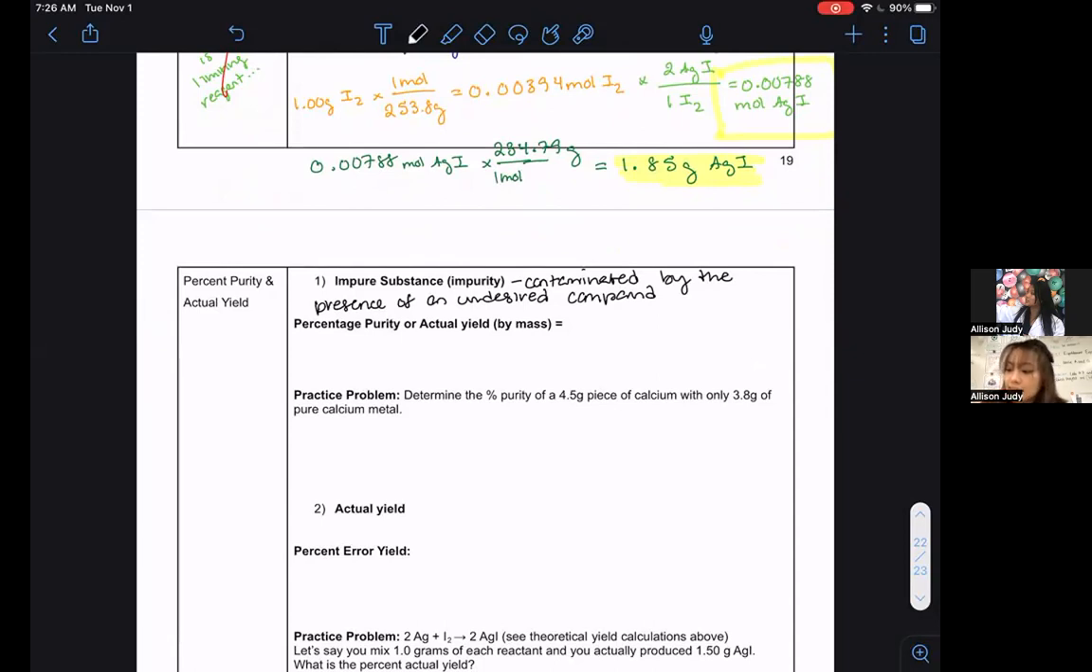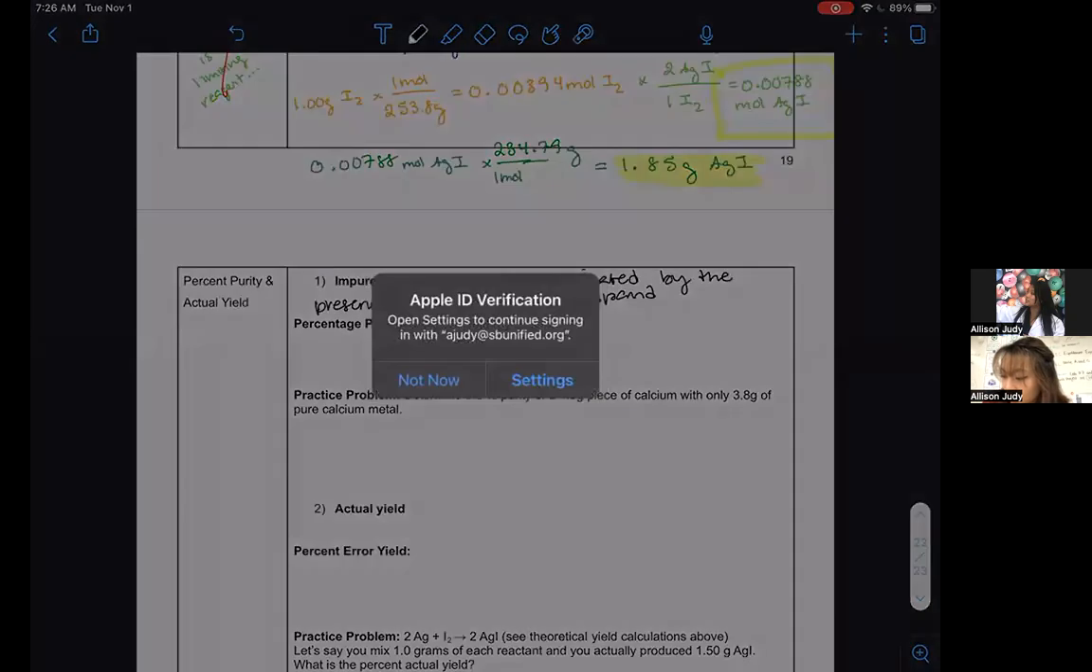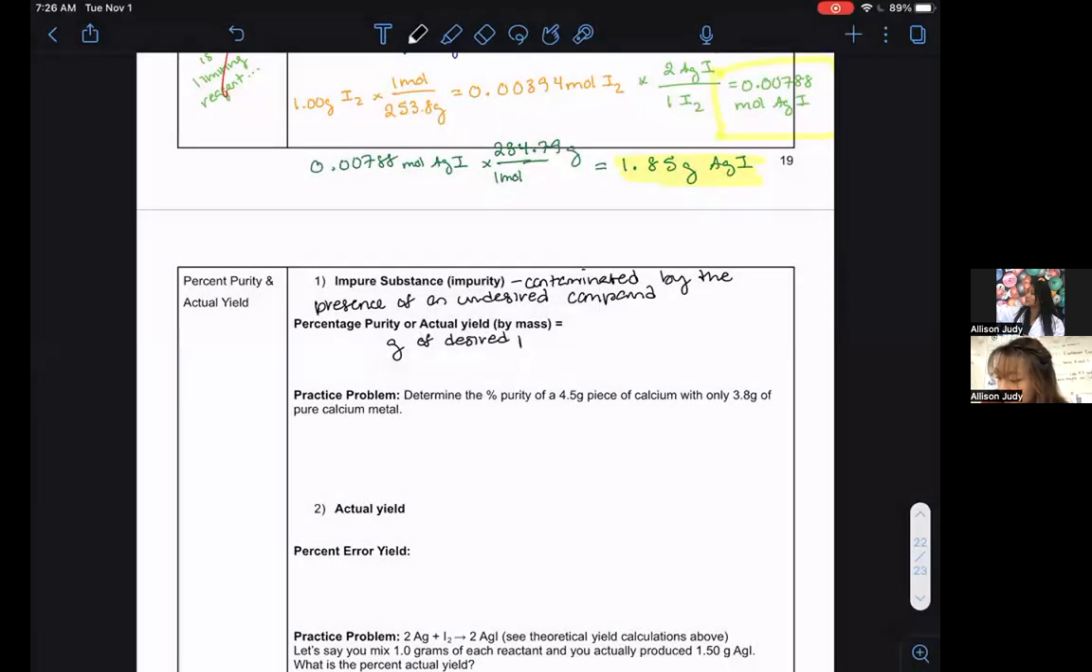by mass, is calculated by saying however many grams of desired product I get, desired product, all over the grams of total sample, right? With the impurity, total sample impure. I'll put even impure sample. Total impure sample times 100. If you're like, this is sounding awfully like a percentage, you are absolutely right.